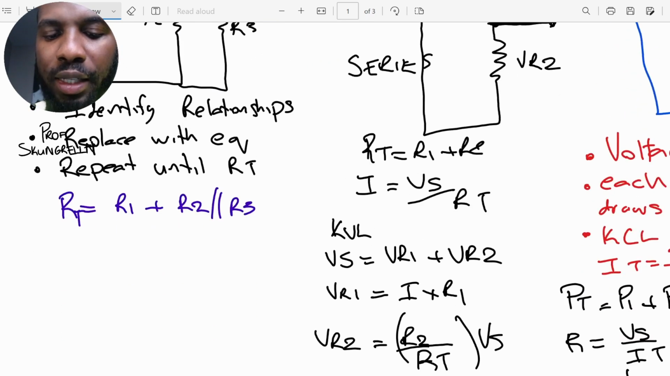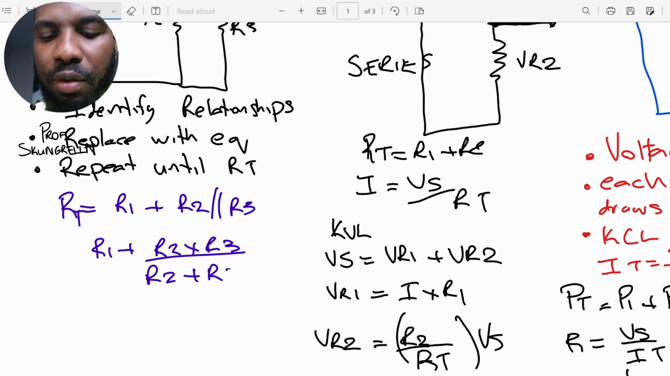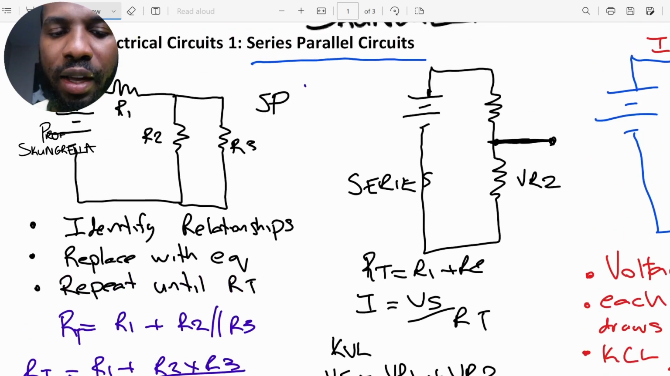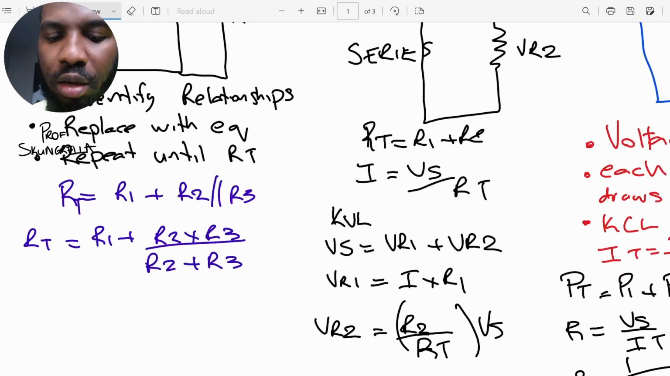And so if you were to ask, how do we find this? Again, how do we find R2 in parallel with R3? It's going to be R1 plus, again, the product over the sum, R2 times R3 over R2 plus R3, right? So again, this would give us our total resistance, RT.